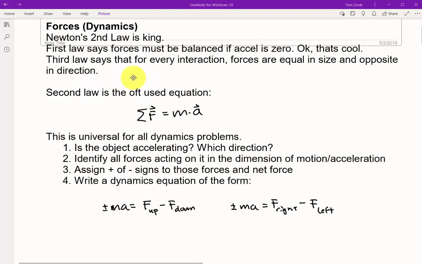First law says that if you have some forces acting on an object, if they're balanced, there'll be zero acceleration. And third law says that for every interaction, forces are equal in size and in opposite direction. So sometimes it feels like there's a bit of a disconnect there, but you will get an acceleration if the outside forces on an object are unbalanced. And when that occurs, you will get an acceleration that's proportional to that net force that's acting on the object.